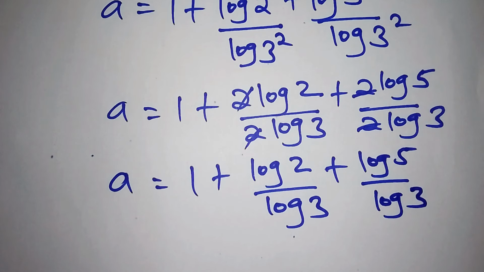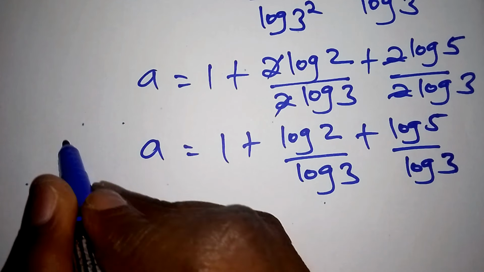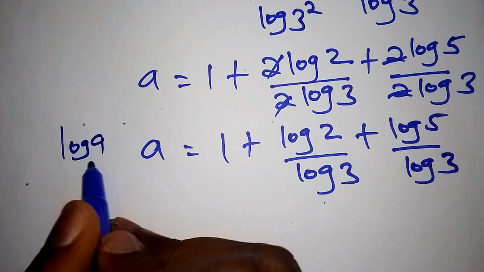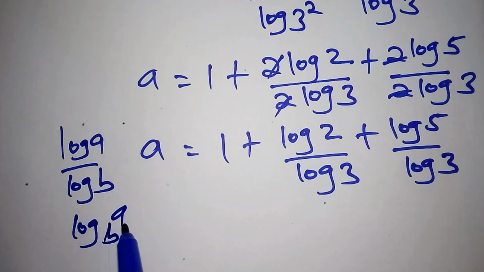Let me take you through something small, assuming that we are working this out, then we have the log of a all over the log of b. This can also be written as the log of a to the base of b.